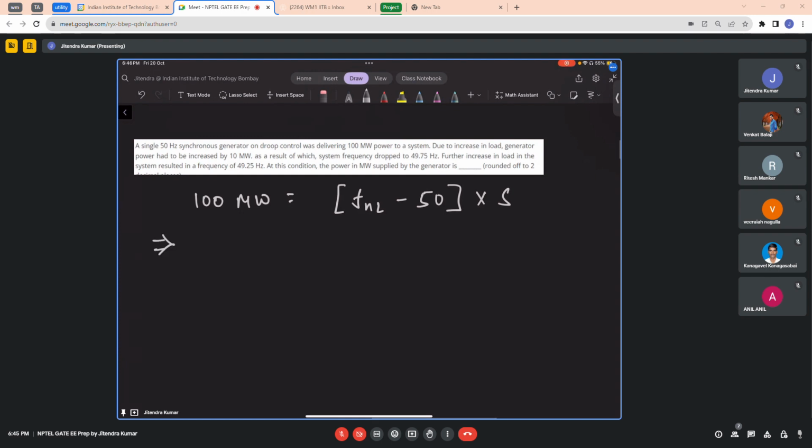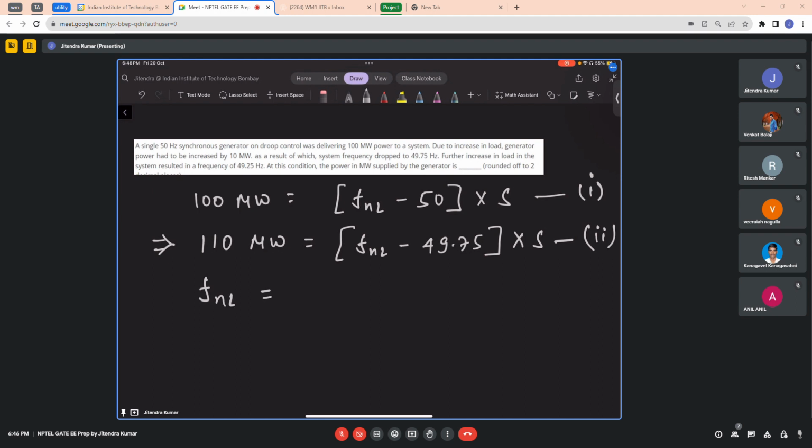Now if 10 megawatt is increased, now it will be no load frequency minus this frequency, 49.75, into slope, right? So now we have two unknowns and two equations. Here we will find out the no load frequency and the slope of the generator. So this is one way, by solving two equations.